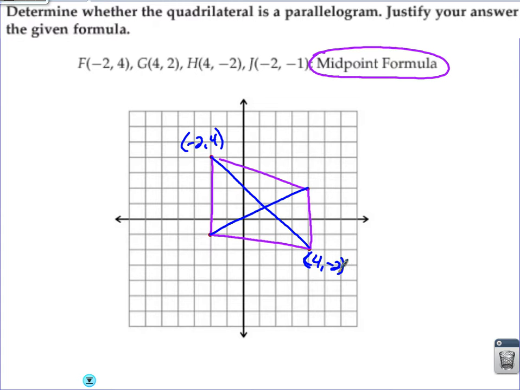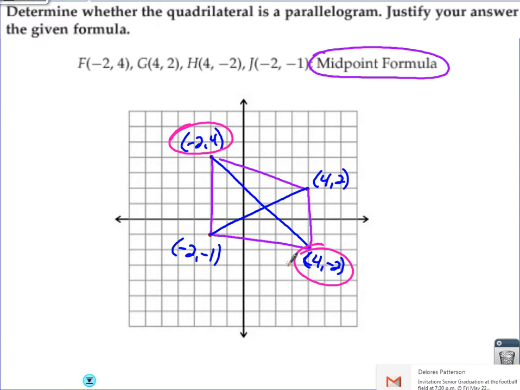This is the point 4, 2. And this is the point negative 2, negative 1. We find the midpoints of each, and like I said, hopefully we're getting pretty good at finding midpoints. The midpoint of this line segment, which should be, well, hang on, let me erase that. Negative 2, 4, and 4, negative 2. Add your x's divided by 2, add your y's divided by 2, Dylan B.